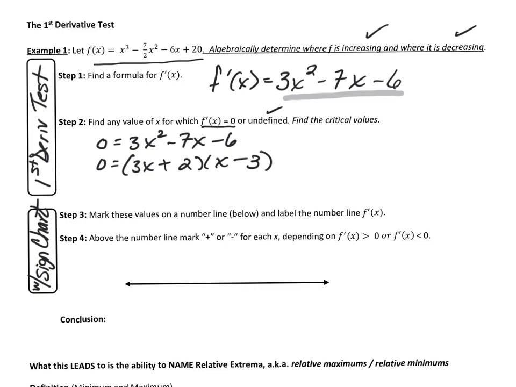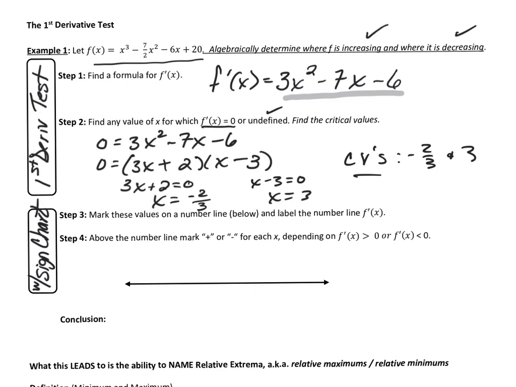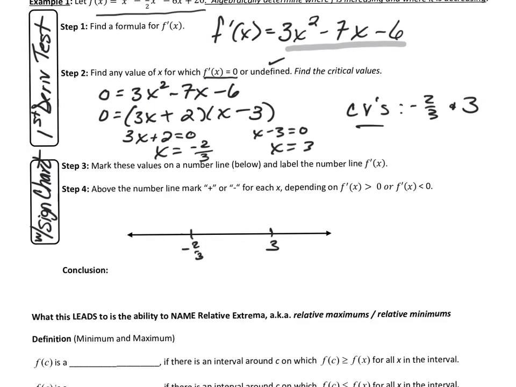Now we use the zero property to set each of those factors equal to 0 and solve. Subtract 2 from both sides, divide by 3. One of the x's is negative 2/3. Then x minus 3 equal to 0, you get x equals 3. Our critical values are negative 2/3 and 3. Those go on the number line. So you come down here, negative 2/3, and put your positive 3 on there. Now that you've got those on there, I'm going to move this up.